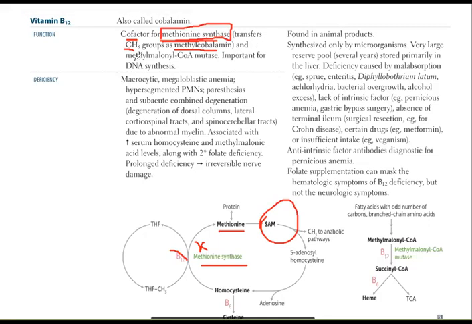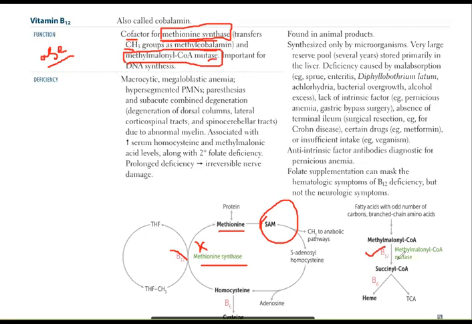Then it is also used in another enzyme. There are two enzymes. All the enzymes have ASE in the end. So you see methionine synthase, methyl malonyl CoA mutase, again ASE. All the enzyme names end with ASE. That's a key point to know if this is an enzyme or if this is a substrate or a product. That's the difference. So it is used here also. You have to remember this and this.